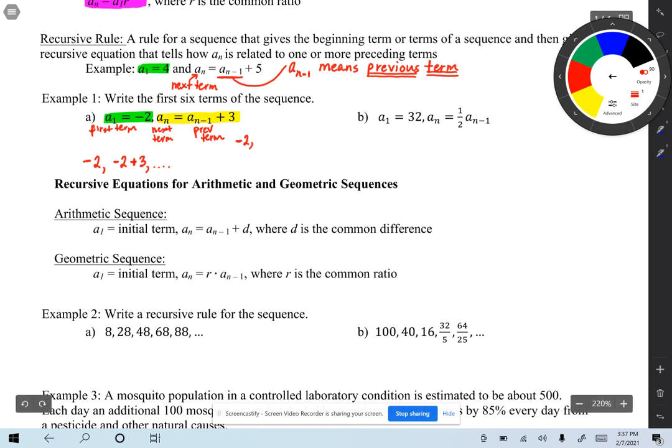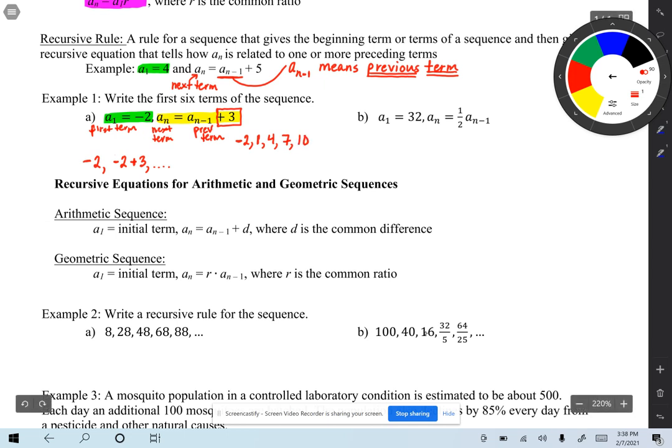The next term is -2 plus 3 because it's saying add 3 to the previous number. Well, the previous number was -2. So -2 plus 3 is 1. Now take that answer, which is 1, and add 3, which is 4. Take 4 and add 3, that's 7. Take 7 and add 3, that's 10.